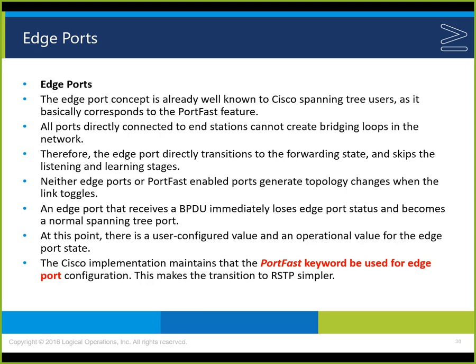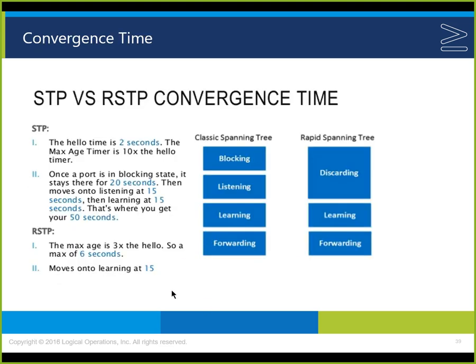Problem is, if somebody plugged a switch in and created a loop, we could have a network crash, and that's what happens if an edge port gets a BPDU. It immediately loses its edge port status and goes into the regular Spanning Tree negotiation, unless we have BPDU guard enabled, and in that case it gets put into error disable.